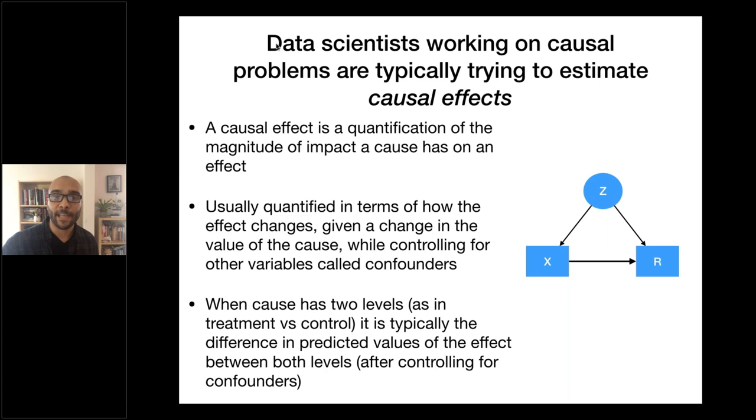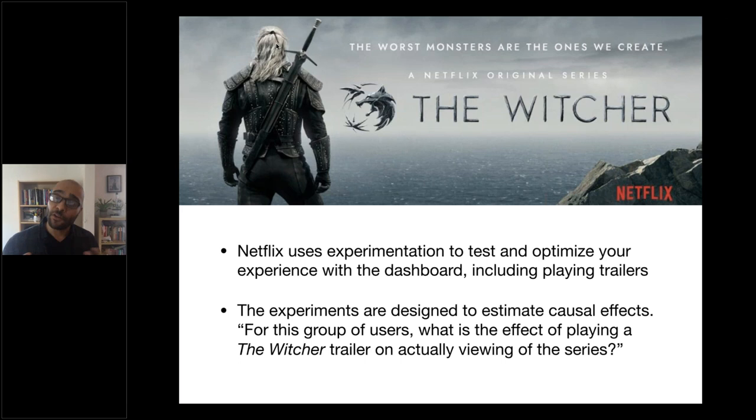So what does this mean in practice? If you're a Netflix user, you might have logged in recently, and in the very top part of your dashboard, you might have seen a trailer for a sword and sorcerer series called The Witcher. It's based on a series of popular video games. Everything you see in the dashboard is typically either part of a test or is being optimized by some algorithm, personalized to you. And the tests themselves are trying to get at causal effects. They're trying to say, for example, for this group of users, what is the effect of playing the Witcher trailer on those users actually going on to view the series?